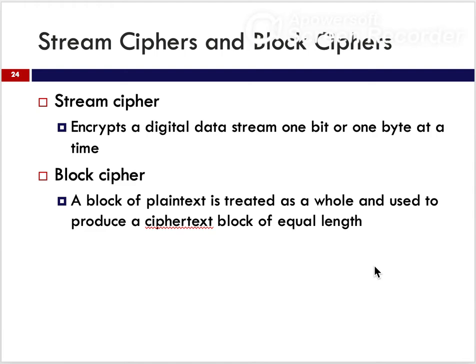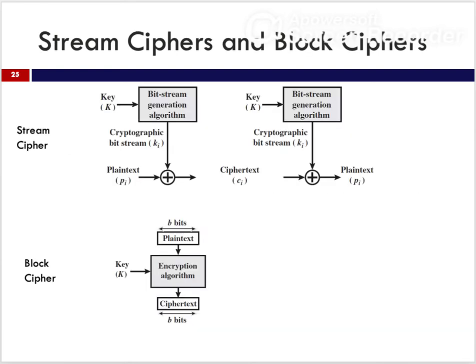But if it is a stream cipher, it will be encrypted bit by bit or byte by byte as a stream of data. There will be no division into blocks. This diagram shows you the graphic view of block cipher and stream cipher.